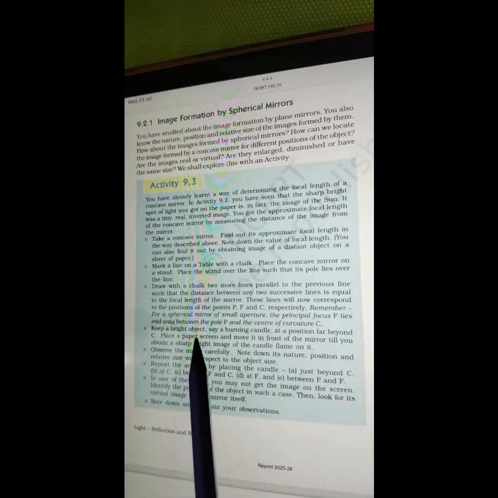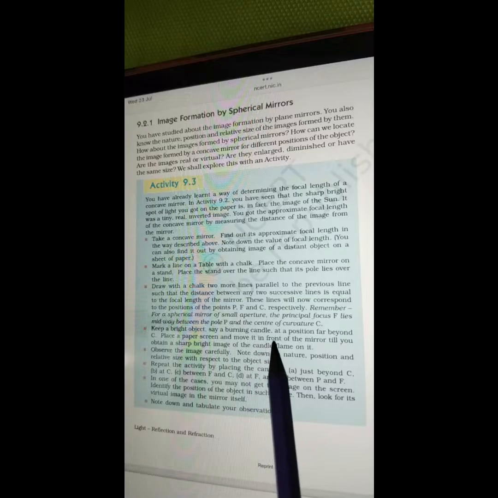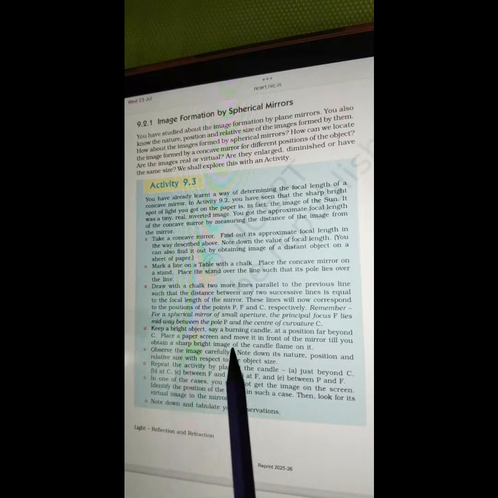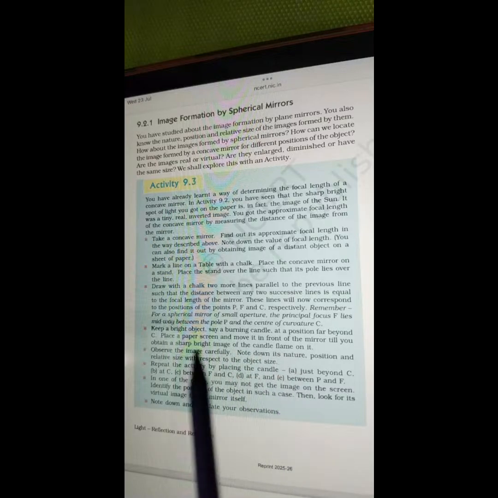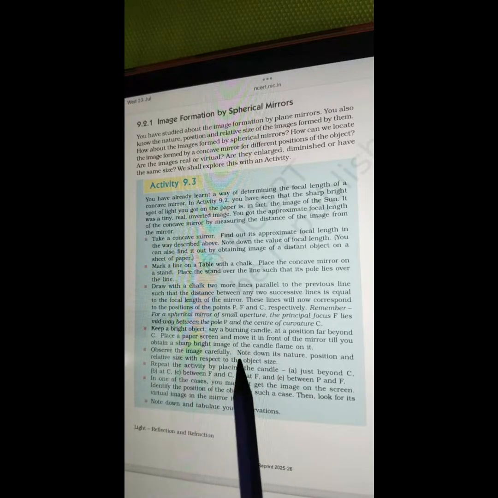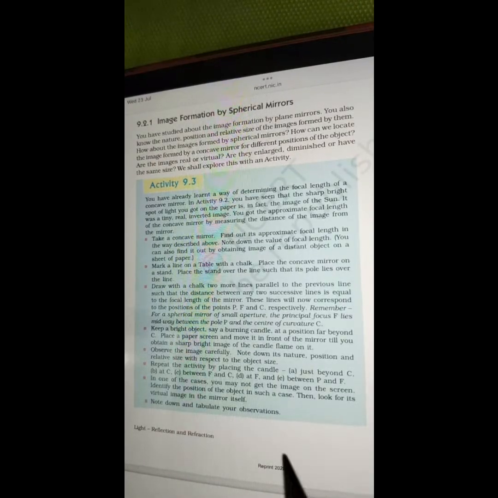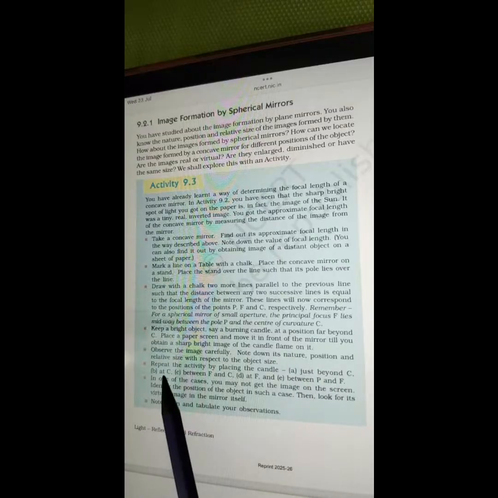Keep a bright object, say a burning candle, at a position far beyond C. Place a paper screen and move it in front of the mirror till you obtain a sharp, bright image of the candle flame on it. Observe the image carefully. Note down its nature, position, and relative size with respect to the object size.